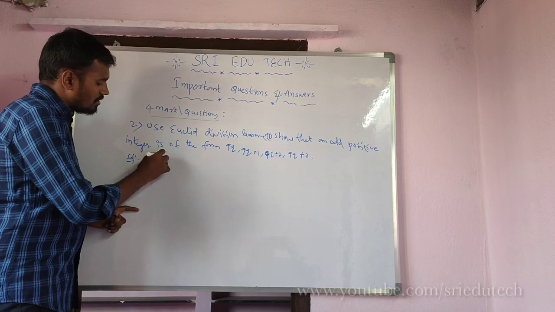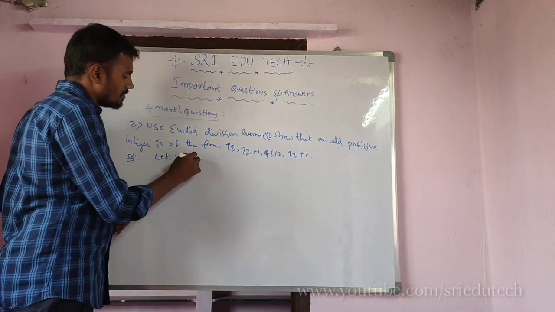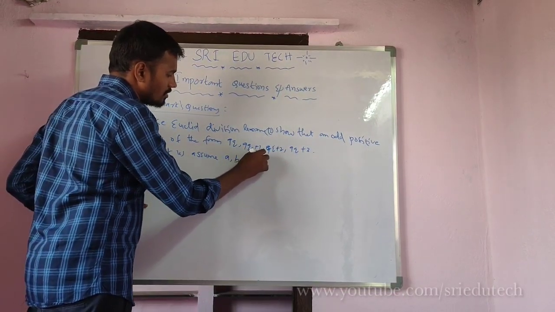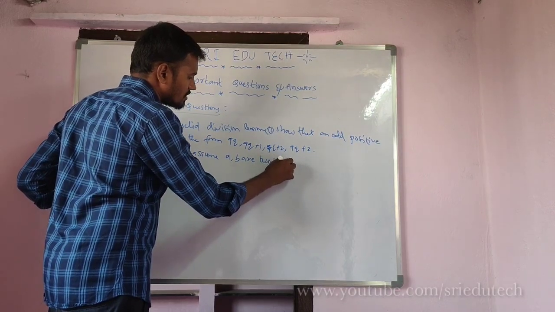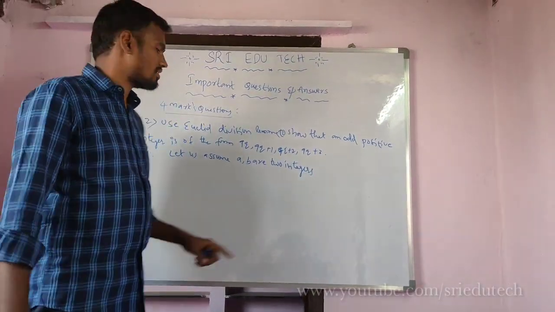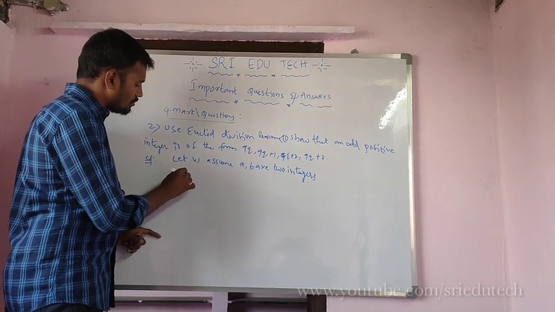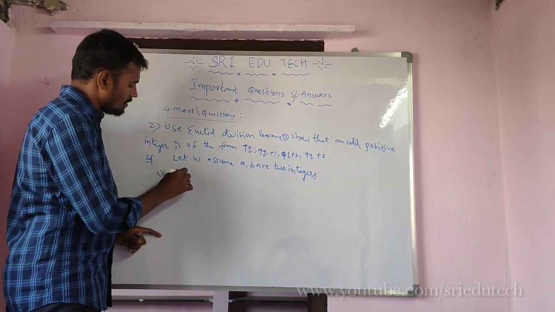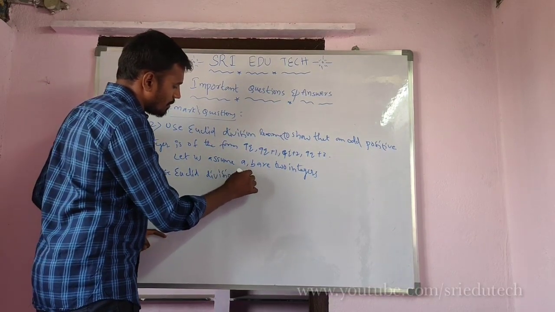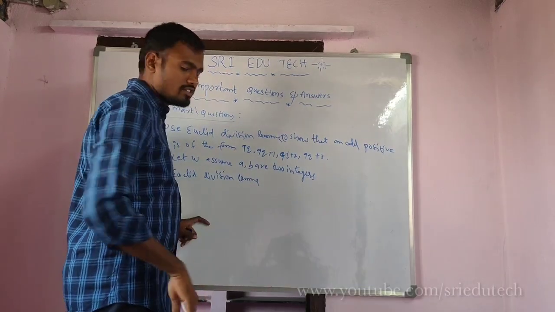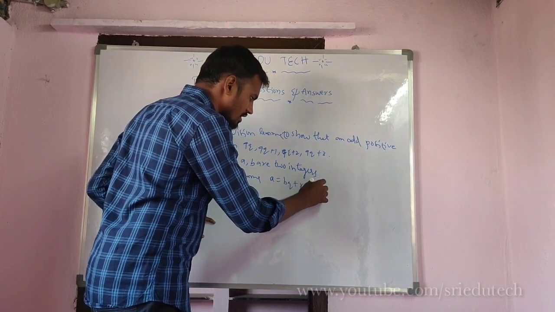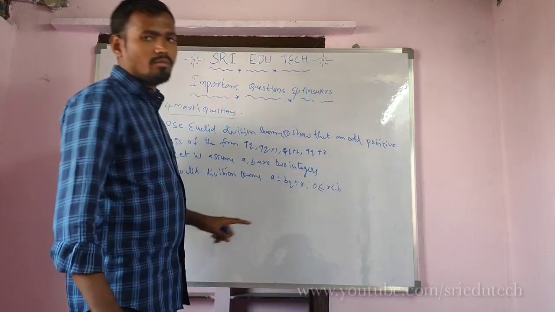Solution. Let us assume A, B are two integers. Okay, A, B are two integers. Right, now use Euclid division lemma. What is that Euclid division lemma? A is equal to BQ plus R, 0 less than or equal to R less than B.